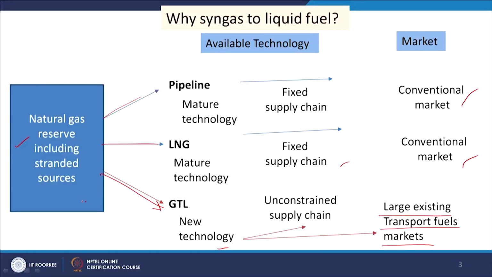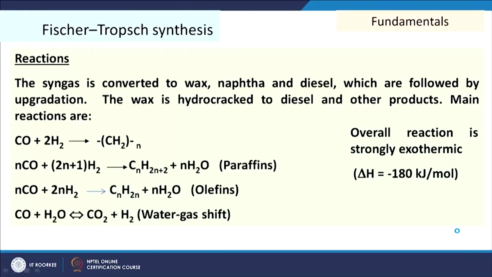Another point is that natural gas has low energy density, but if it is converted to liquid fuels, energy density will be increased. So, application of this in transport fuel will be easier than natural gas. Now, we will see different methods which are used for this syngas to liquid fuel conversion.